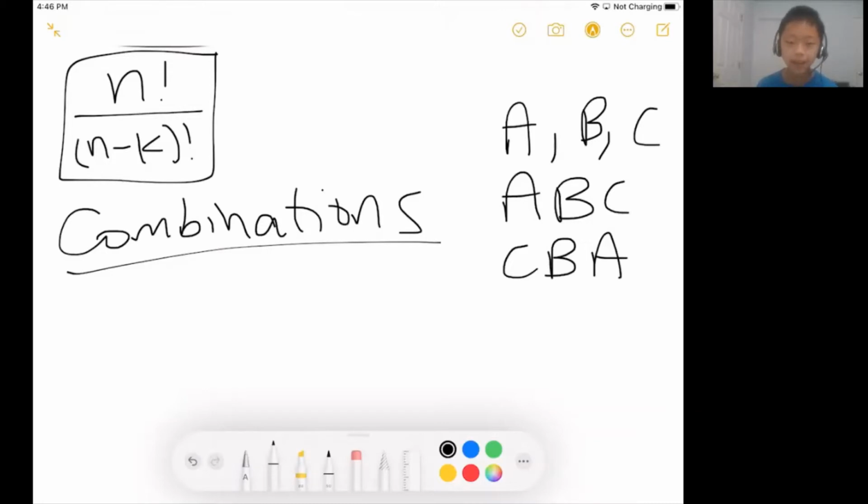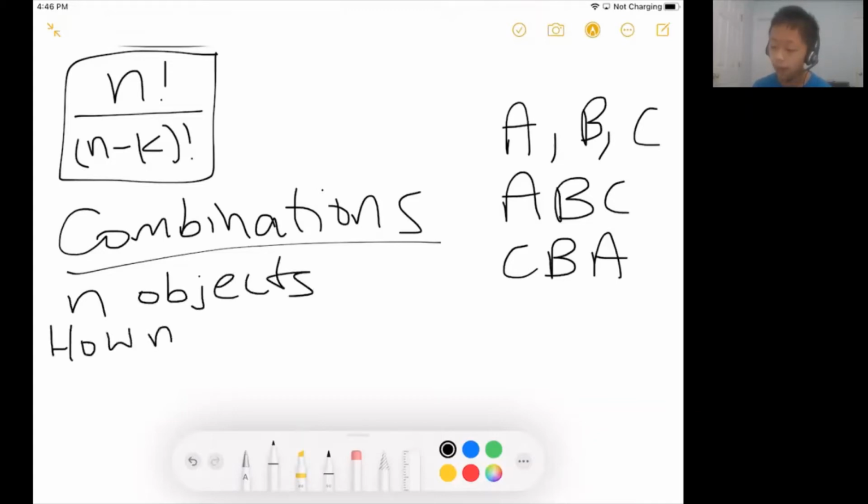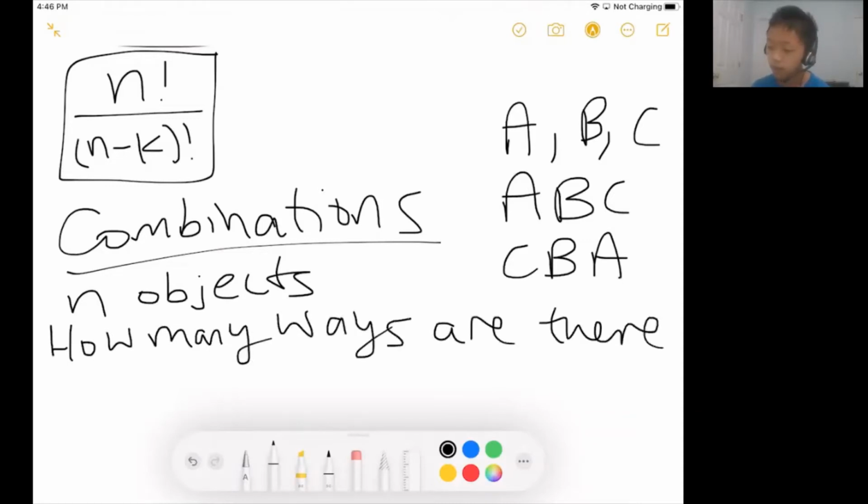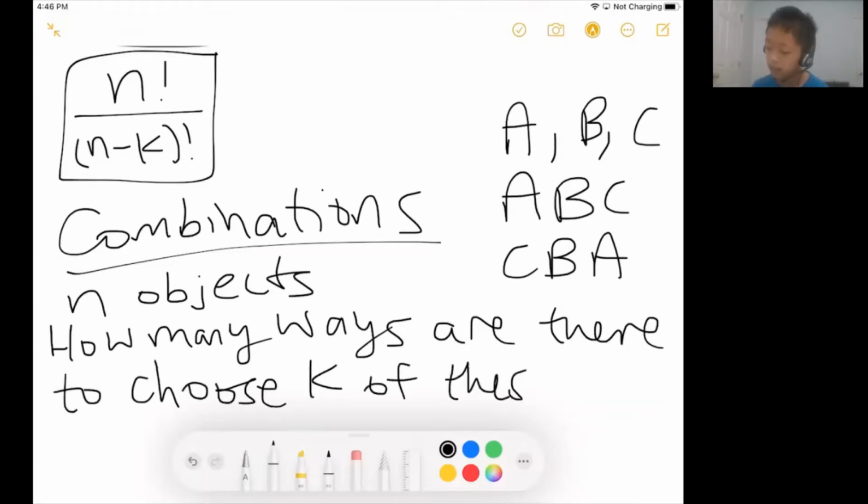It turns out combinations are very similar to permutations. To solve this, let's say we again had the same problem. We had n objects, and we want to ask how many ways there are to choose k of these objects. The important thing this time is that we just want to choose them. We're not going to order them in any way or put them in a line. We just want to choose them without regard to their order.